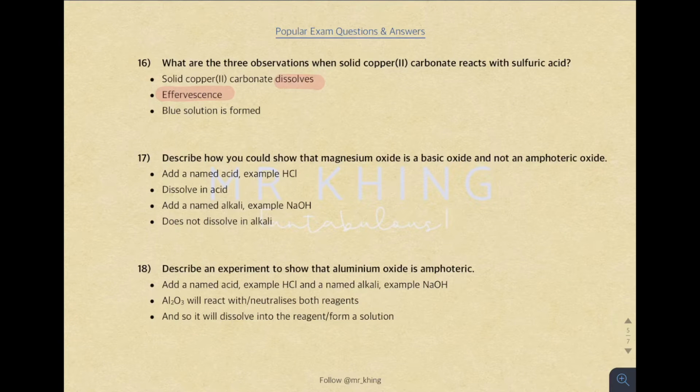What is the salt produced? Copper 2 sulfate solution. Solutions that contain copper 2 ions are blue in color. So therefore, a blue solution is formed.